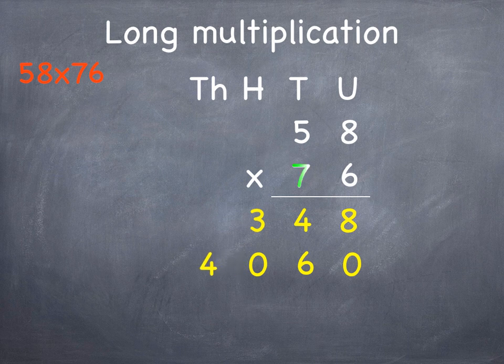And now the final step, I add these two rows. First the units, 8 plus 0 is 8, and the tens, 4 plus 6 is 10. I leave the 0 and move the 1 to the next column. Now the hundreds, 3 plus 0 plus 1 is 4, and finally the thousands, 4. So the answer is 4408.